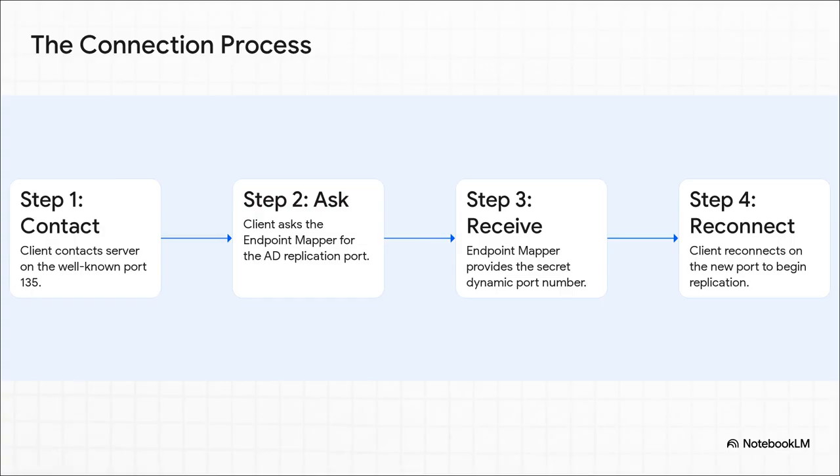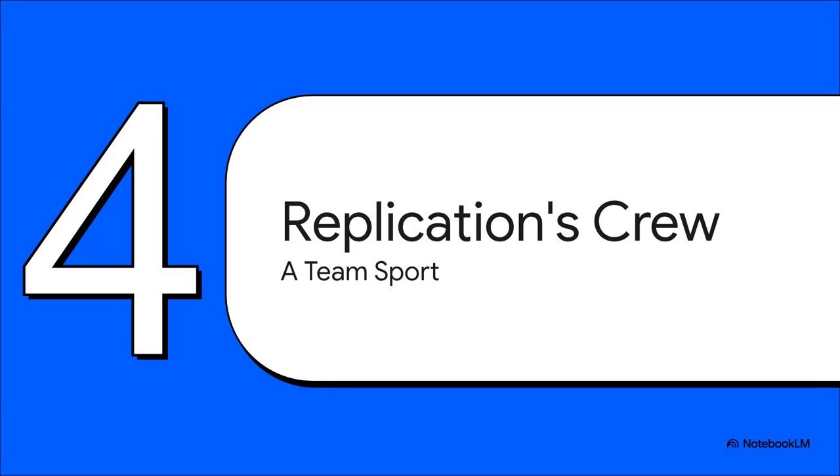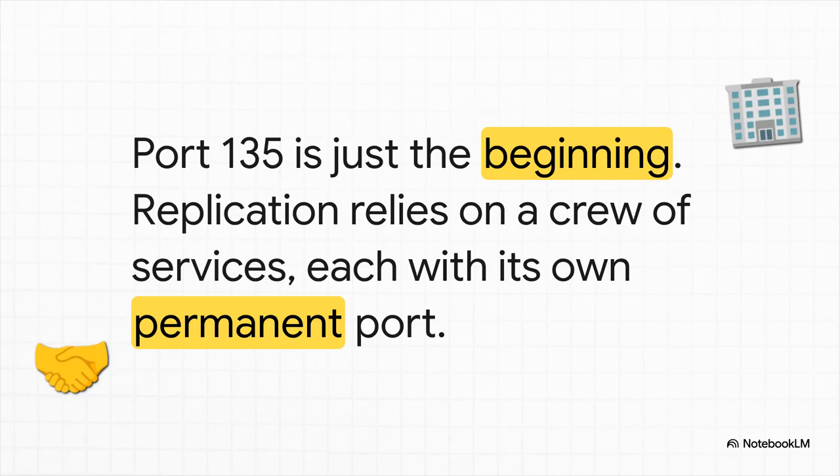It's brilliant. Now the endpoint mapper, that's our star player. It's the one who knows the secret. But replication is a team sport. It can't do its job all by itself. It actually relies on a whole crew of other essential services to get the job done right. So yeah, while the replication itself happens on some random dynamic port that we find using 135, that whole process is supported by other critical services that live at static, well-known ports. You can think of these as the permanent office numbers that just never change.